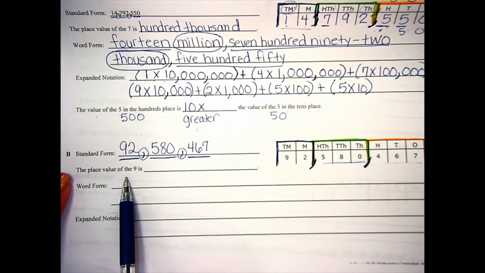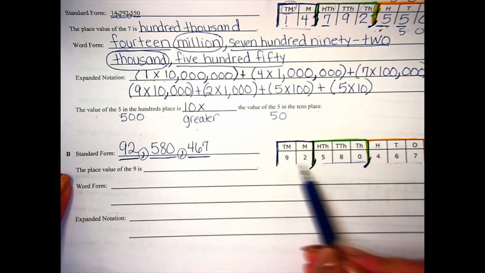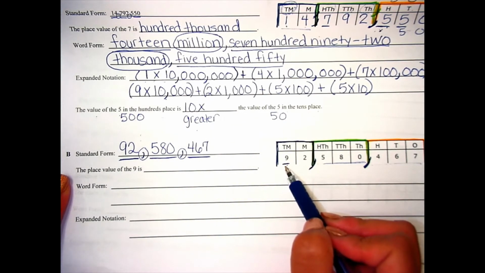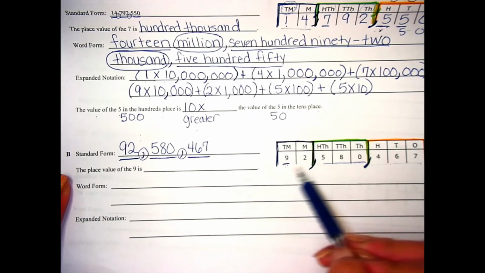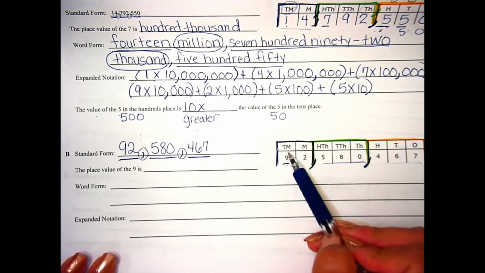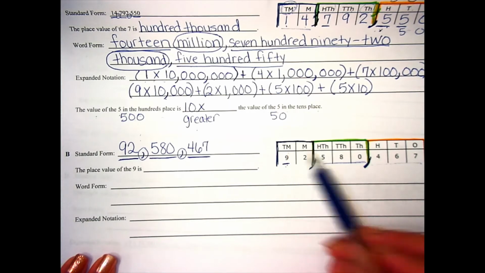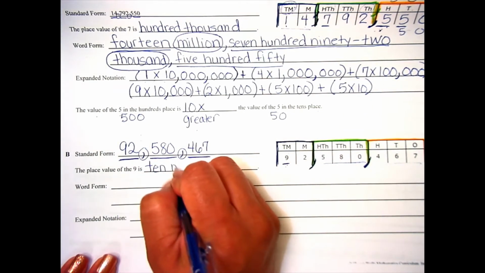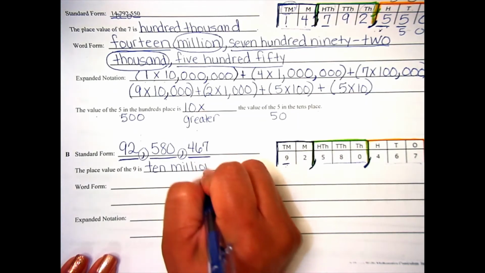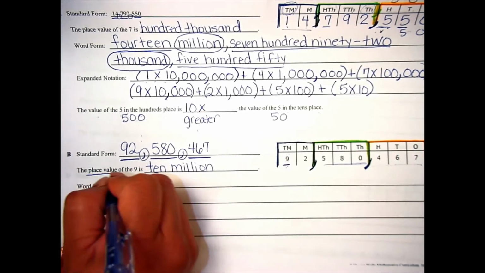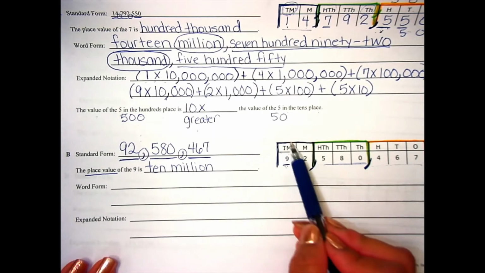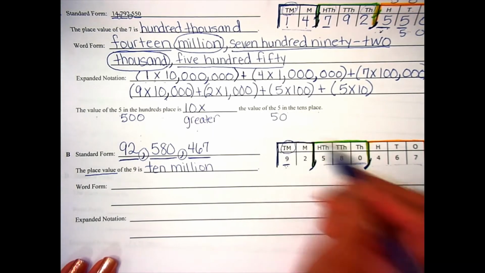So let's go to the next one. The place value, excuse me guys, sorry. The place value of the 9. So here's your 9. What place is the 9 in? Well, this is my millions period. This is 1 million, 10 million. So the place value of the 9 is 10 million because it is in the 10 millions place. Because it's just asking you for the place value. Okay. The place value is 10 million because here's your place value right here.